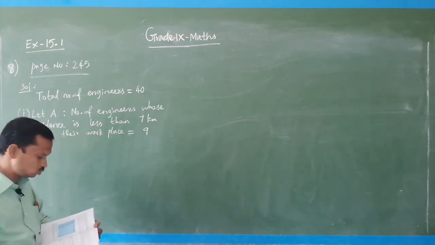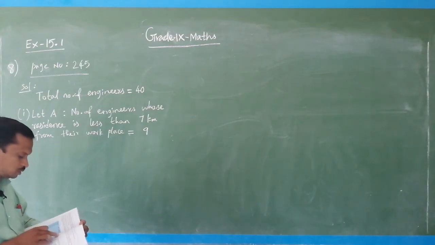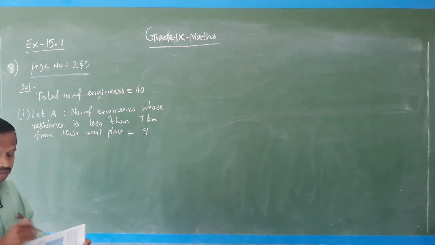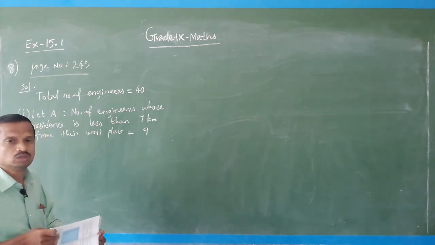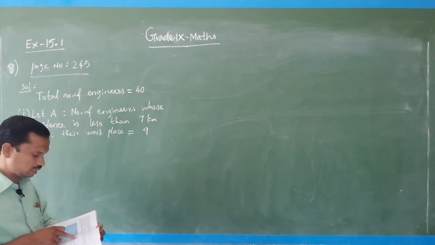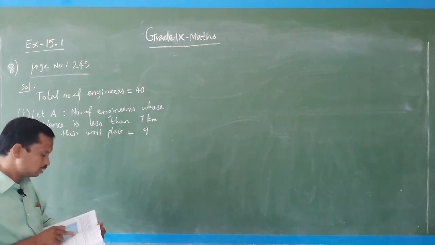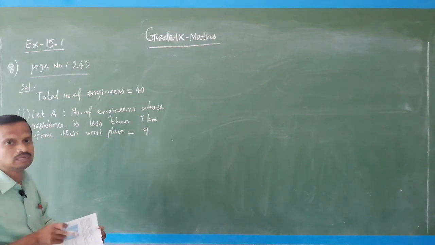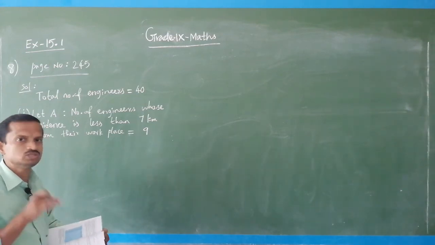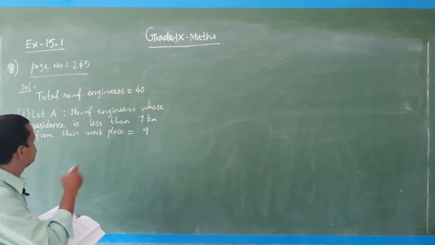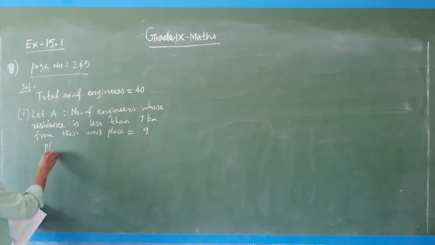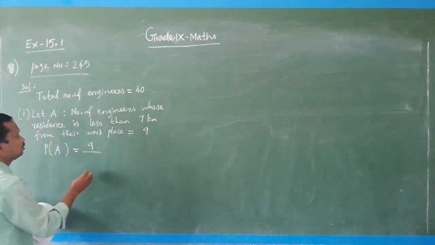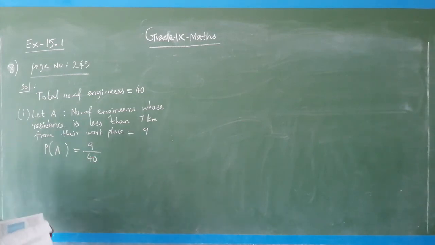You have to count the kilometers given in the 40 numbers under that question, and take those which are less than 7. Less than 7 means from 1 to 6 you have to collect. I collected them and counted how many numbers are less than 7. It was 9. So 9 engineers live less than 7 km from their workplace. Clear? Now we have to find the probability of this event, that is 9 by total 40 engineers. So 9 by 40 is the answer.